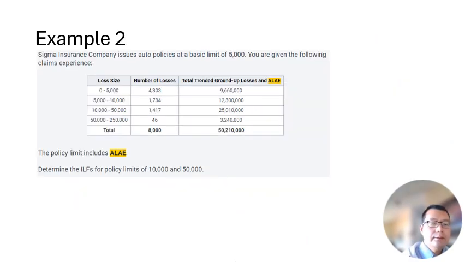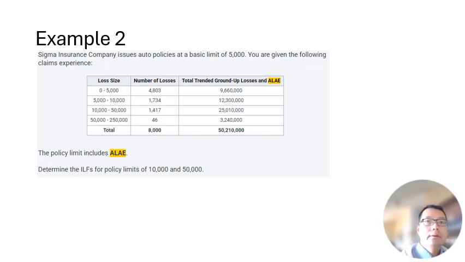Now let's look at the second example. Sigma Insurance Company issues auto policies at a basic limit of 5,000. You are given the following claims experience. The policy limit includes ALAE and the loss. Therefore, the given loss also includes ALAE. So basically, you just need to compare the loss to this total of loss plus ALAE. And the question is to determine the ILF for policy limits of 10,000 and 50,000.